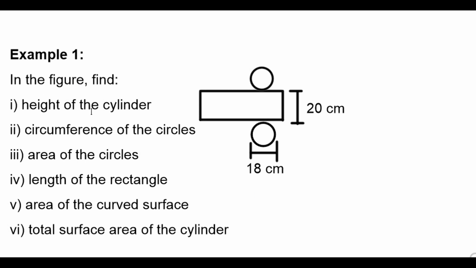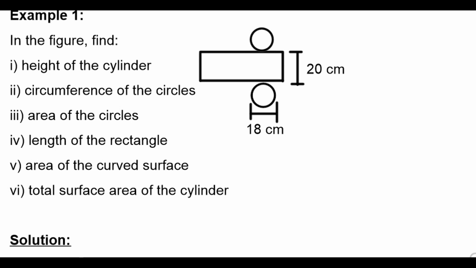Now let's take an example. Example 1. In the figure, find the height of the cylinder, circumference of the circles, area of the circles, length of the rectangle, area of the curved surface, and total surface area of the cylinder. So this is the net of the cylinder. We're asked to find all this.